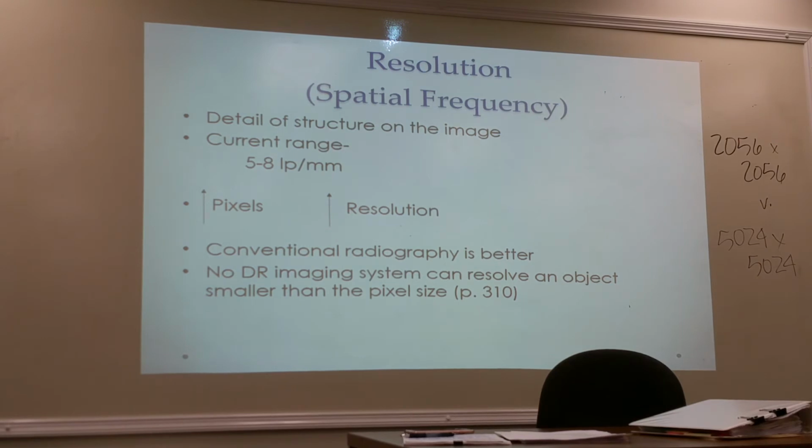So some other terms. We've used the term resolution, which denotes detail, and a digital term for resolution is spatial frequency. Again, a little bit different terminology that you're not used to. Resolution is anywhere from 5 to 8 line pairs per millimeter. As I said before, as you go into more pixels, they get smaller and the resolution gets better. It says no DR system can resolve an object that is smaller than the pixel size. So there's where we lose our detail. It all depends on the pixel size.